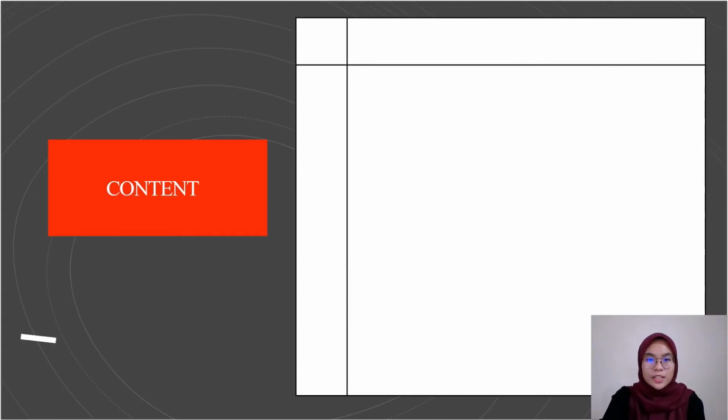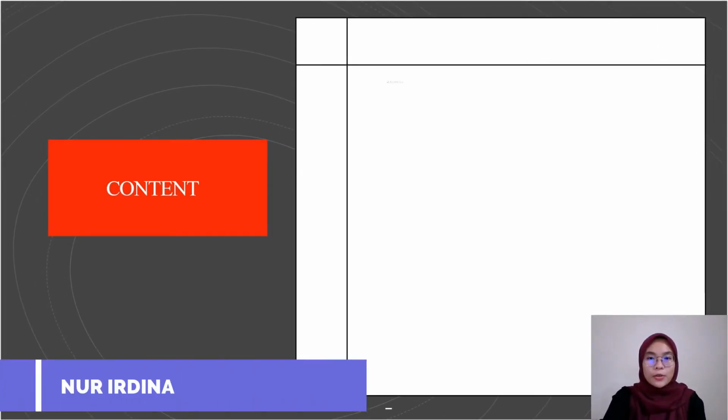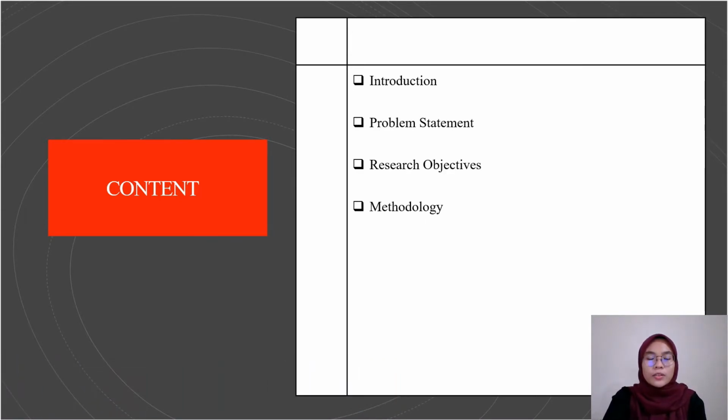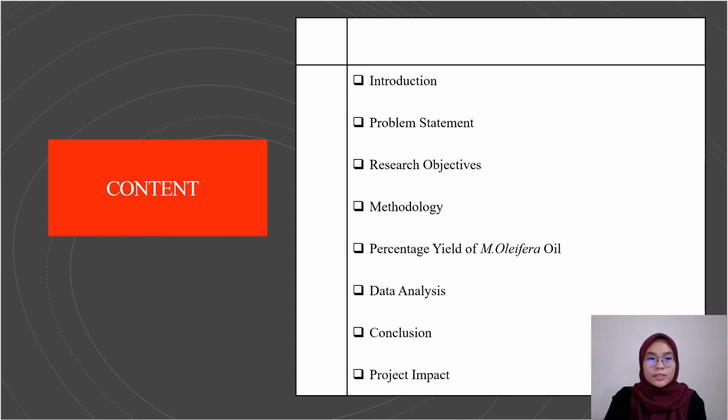I will start the presentation first. Alright, this is our content. First, we have introduction, problem statement, research objective, methodology, percentage yield of Moringa Oleifera oil, data analysis, conclusion, and also a project impact.